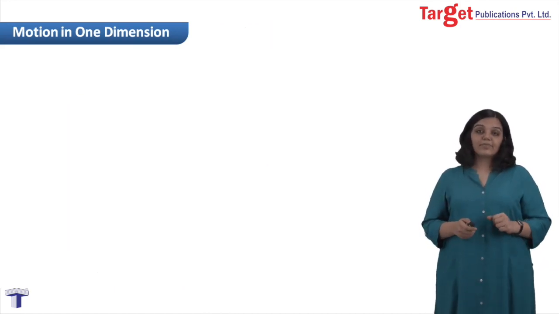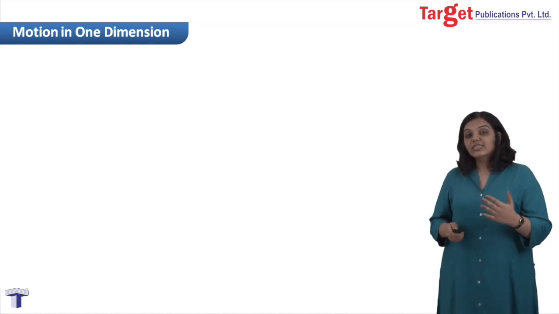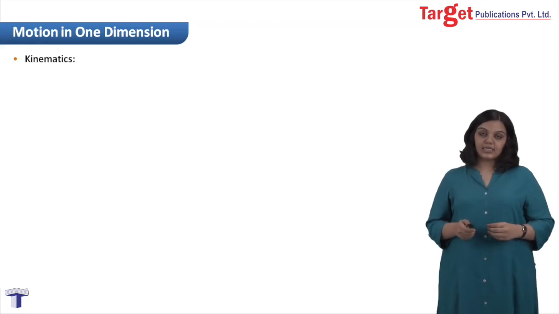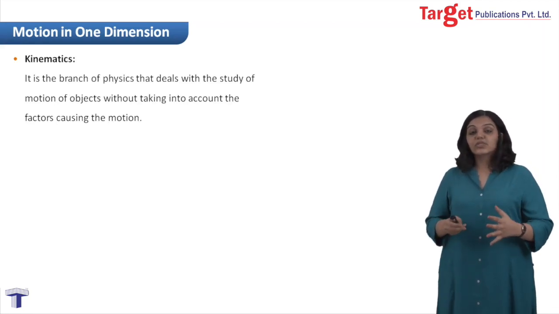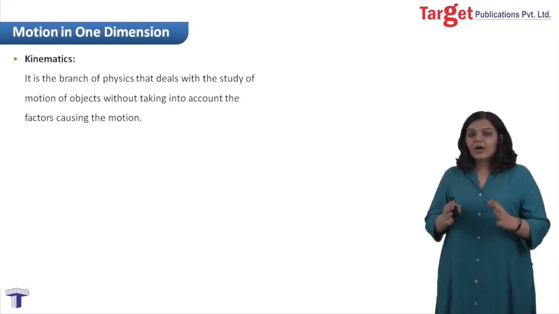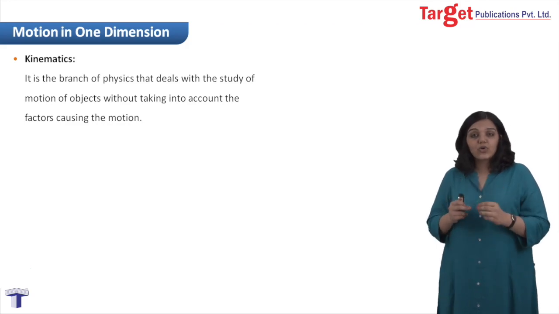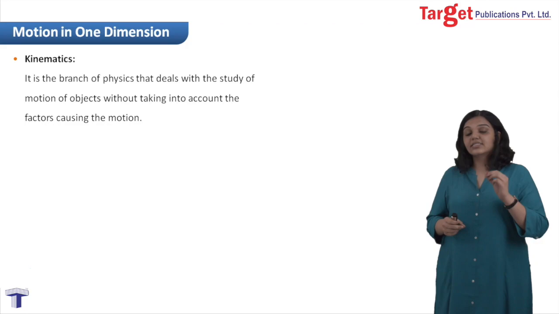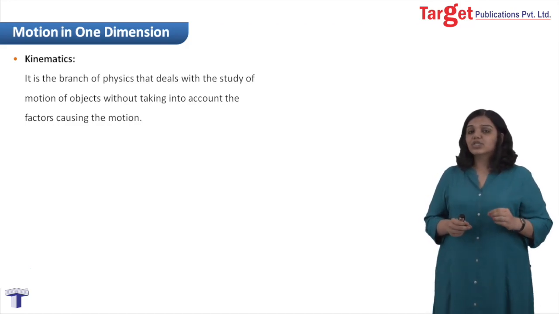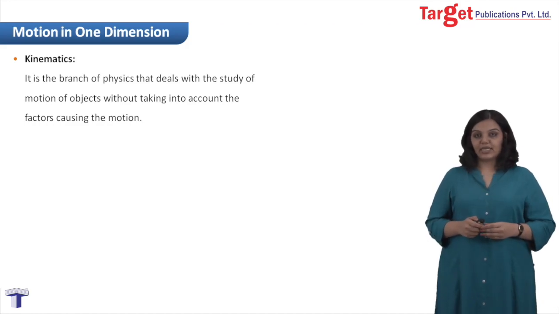The first concept that we will understand is that motion in one dimension falls under the category of kinematics, which means it is the branch of physics that deals with the motion of objects without asking why exactly the motion is happening. That is, we don't question what the factors of the motion are. So we will answer the question, how is the motion happening? But we won't answer exactly why it is happening.